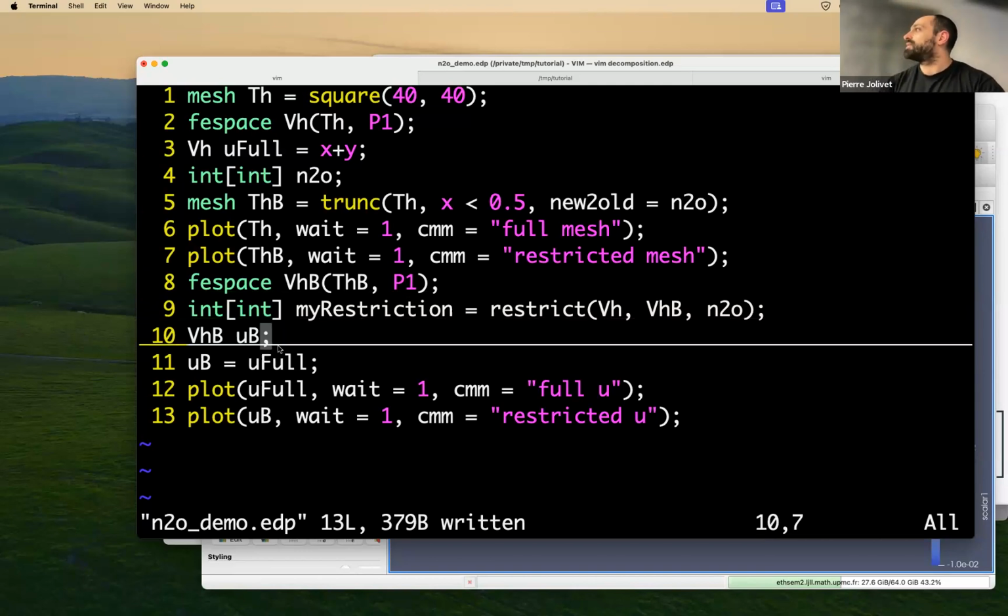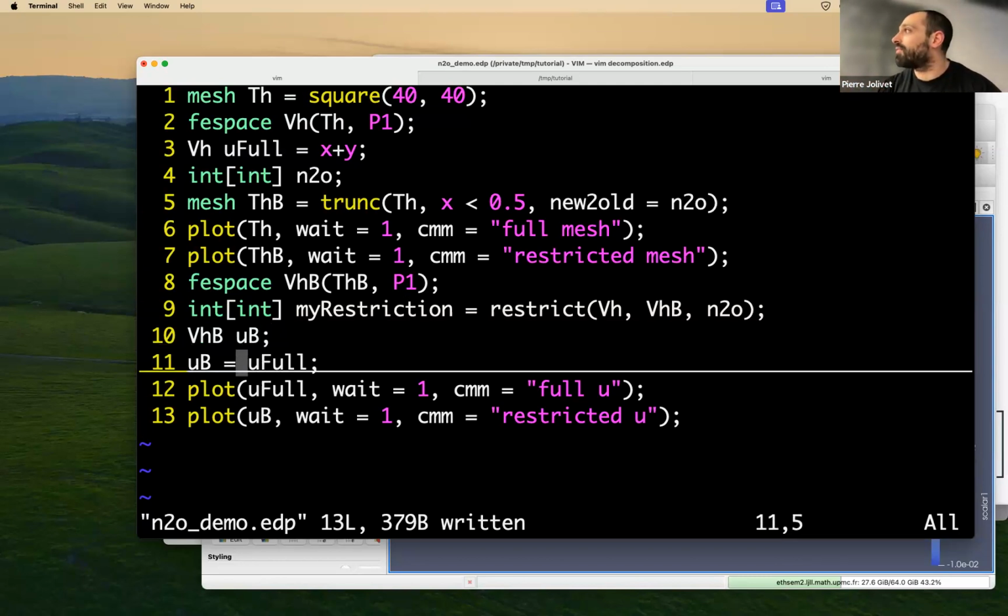Okay, and so now it's much more efficient because we won't do any interpolation. And so instead of looking at UB and U full as finite element functions, we will look at them as vectors. And so to look at them as vectors, we just need to go back to the bracket notation. And of course, we need to put in the proper place the values of U full into UB. And so this is done using the array my restriction.